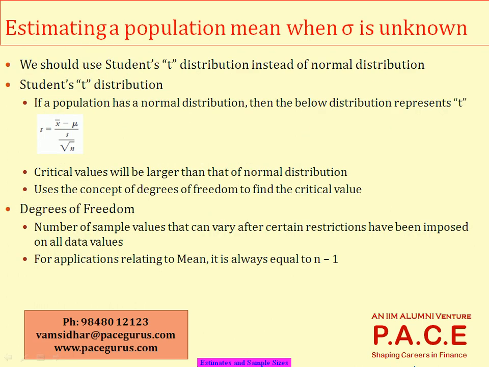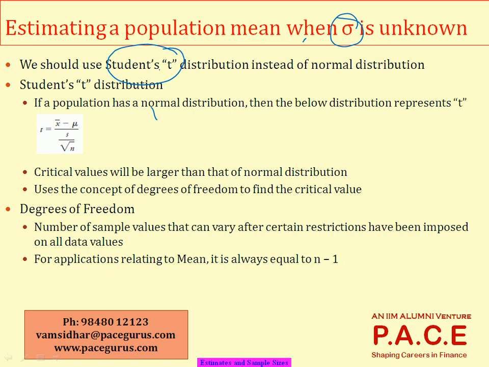Then, in case we don't know the population mean, or in case we don't know the population standard deviation, if sigma is unknown: in the earlier case when we know sigma, we used the procedure relating to the normal distribution, and we built the interval the same way we built it for a population proportion. But in case the standard deviation of the population is not known, then we resort to another distribution.